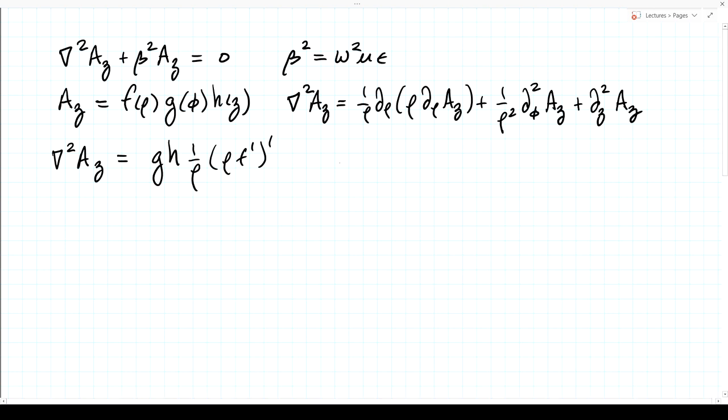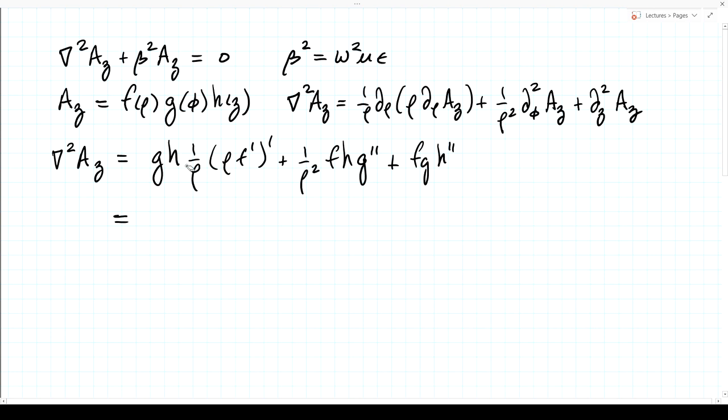And then we have 1 over rho squared times the second derivative with respect to phi. Well, that only affects the G there, so F and H don't depend on phi, and we would get G double prime, two derivatives. And then the last term, two derivatives with respect to z, would affect the H term, so we get F G H double prime.